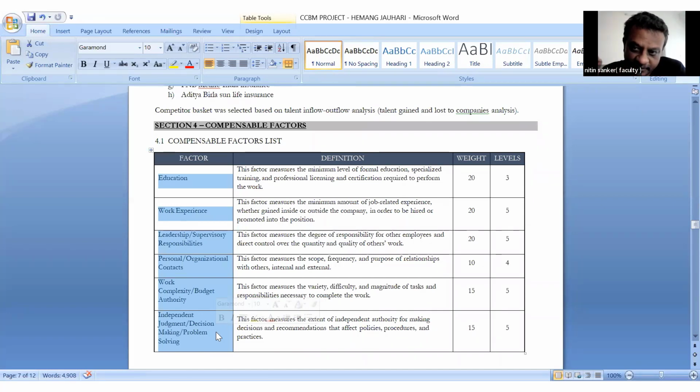Your company could be different. You might want to select other factors. Are we okay till now? I select the factors, sitting with the senior management over a 2-3 hour discussion. We select these factors very carefully, keeping in view what you want to reward.